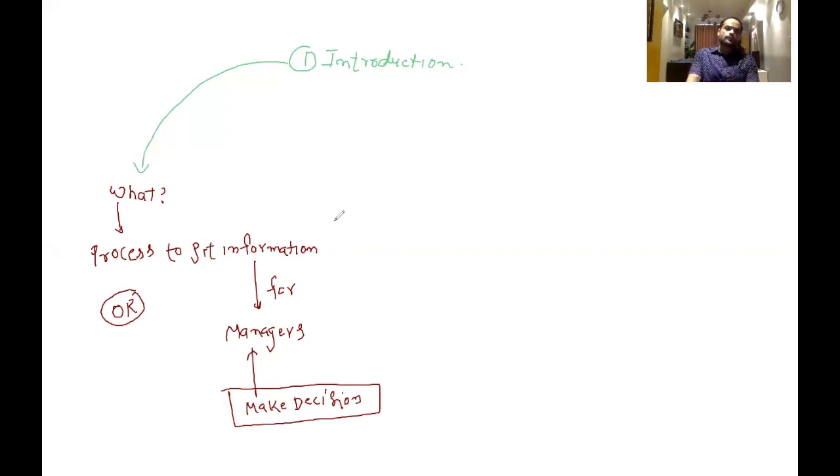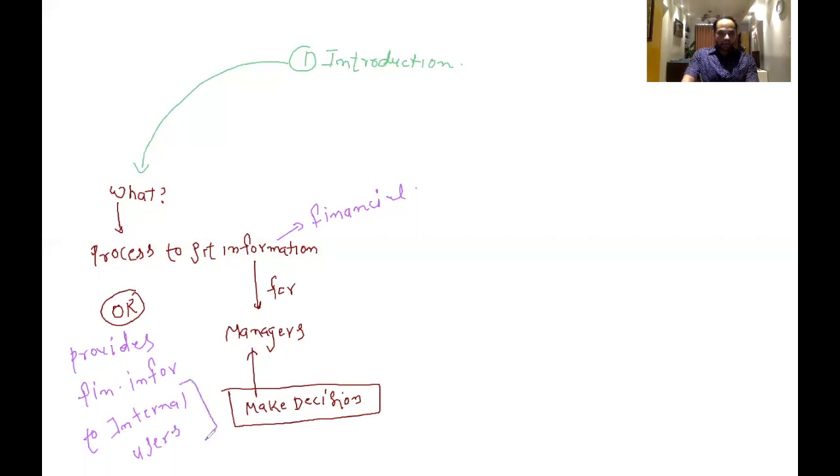Or we can say that management accounting provides financial information. Remember, it's information means financial information, right? So management accountant provides financial informations to internal users. These are the internal users. So managers are part of the internal users.